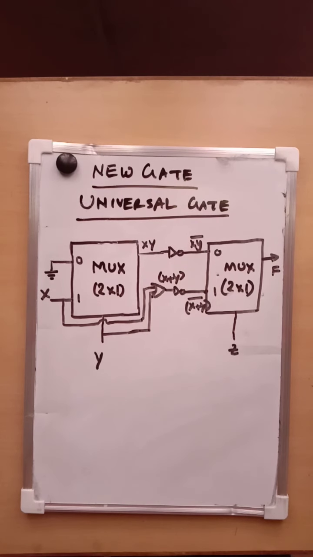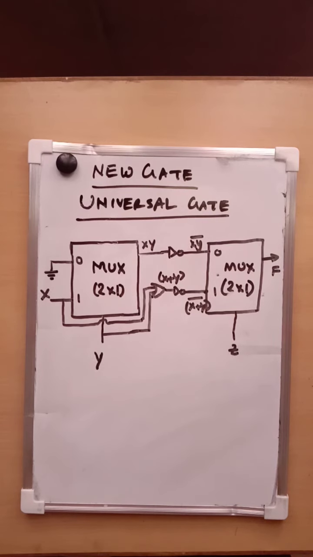Hi friends, in this class I want to introduce one new universal gate, which is the blending of NAND and NOR. As you know, the universal gates are NAND and NOR, because any type of Boolean function can be implemented using these two gates. That's why they are called universal gates. For that reason, I blended these two properties to form one single gate that is called the universal gate. In this I have used the multiplexer concept.